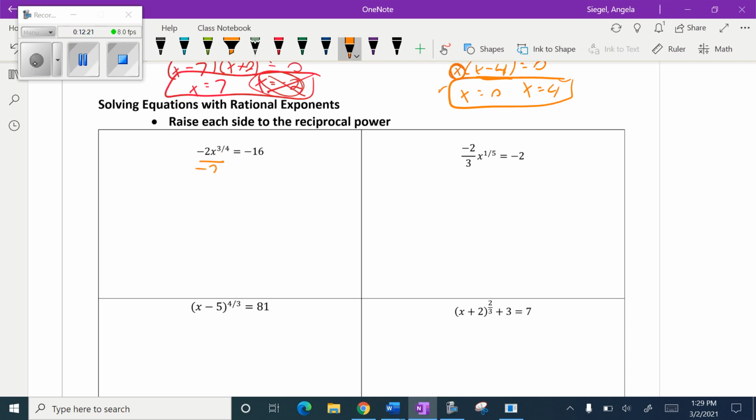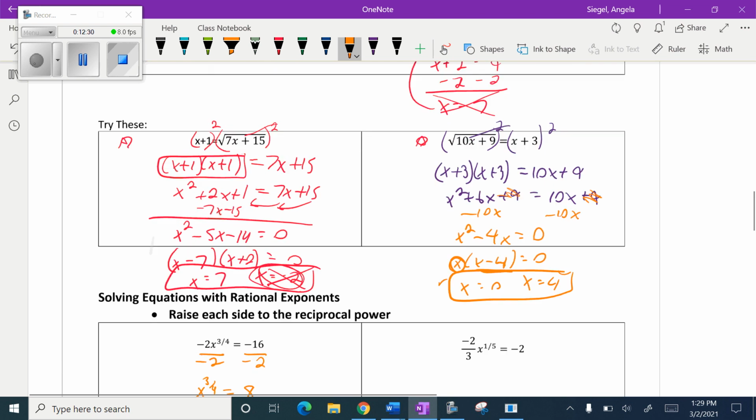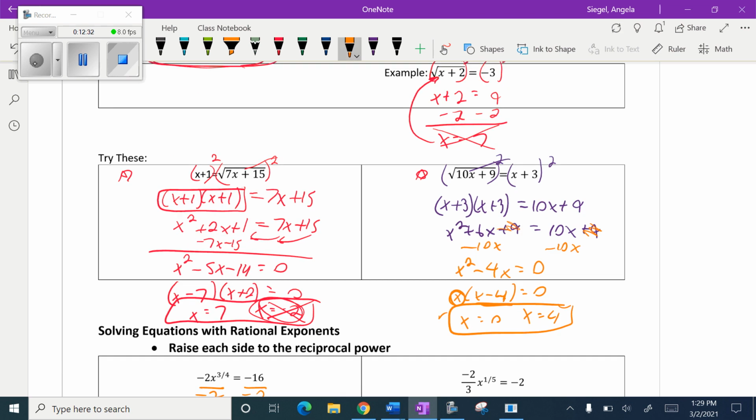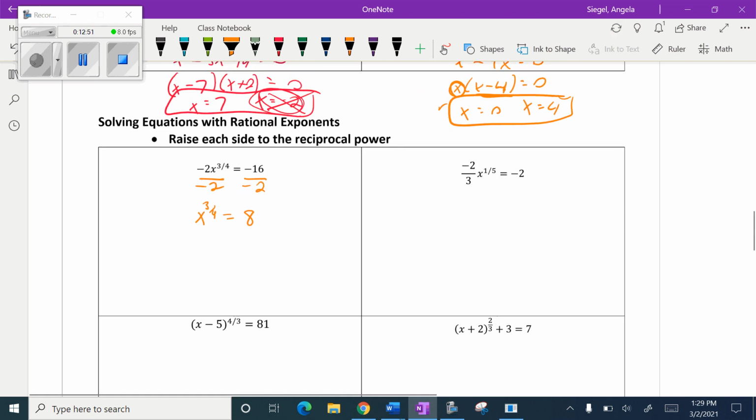So let's divide by negative 2. So I get x to the 3/4 power equals 8. Okay, so just how I talked about how I neutralize the square roots. If I were to write this down, it would be 10x plus 9 to the 1/2 power. And then when I square it, that becomes 2/2, which is 1. So my goal is for this to become a 1 to neutralize that root. So same thing applies here.